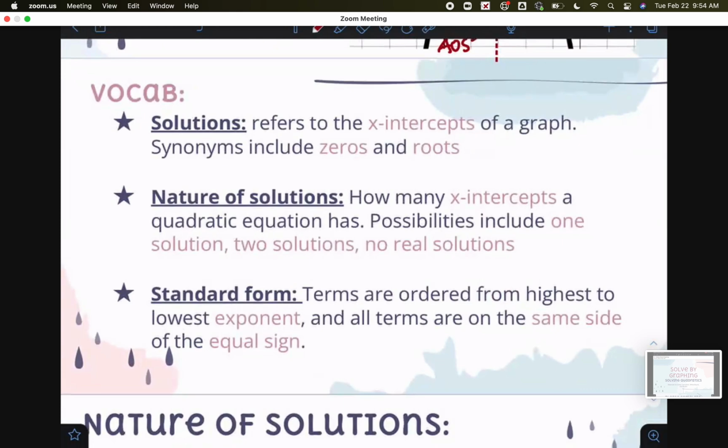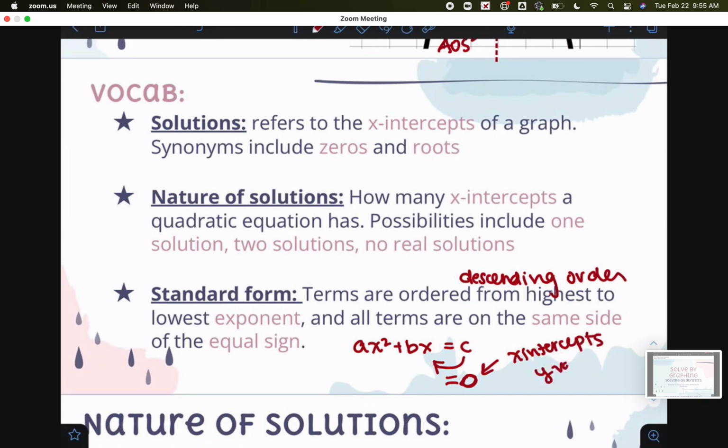Last thing is, in order to solve by graphing, you should be in standard form, which means the terms are from highest to lowest exponent, or descending order. And all of the terms are on the same side of the equation. So if you start off with something where it looks kind of like this, remember, you got to move C back over. Use your inverse operations to get them all on the same side of the equation and equal to 0, which we would want it equal to 0 because we are looking for x-intercepts. And when you have an x-intercept, the y value is 0.